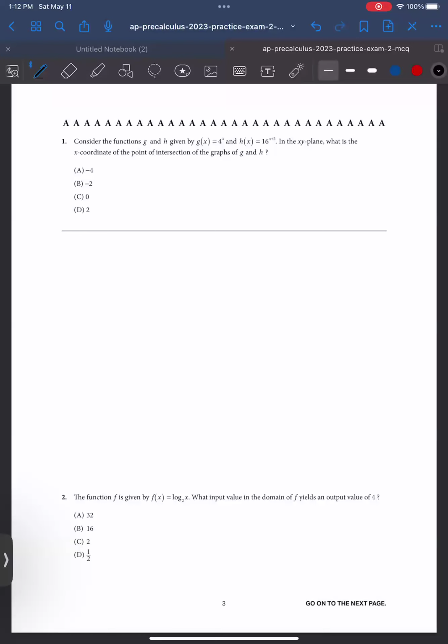All right, the first question: consider the functions g and h given by g of x equals 4 to the x and h of x equals 16 to the x plus 2. In the xy plane, what is the x coordinate of the point of intersection of the graphs of g and h? So they're basically saying, when does 4 to the x equal 16 to the x plus 2? So what do I have to do first?